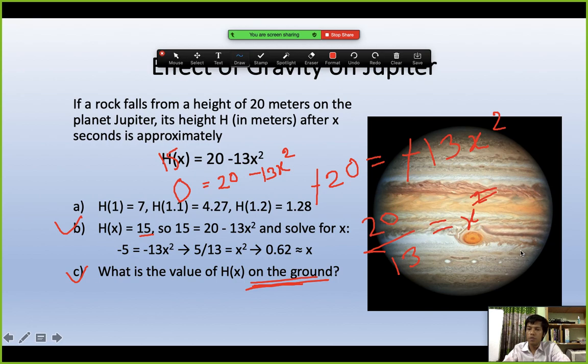And if you want to remove this square from this side, we have to take the square root. And for the square root, we always have to give the plus minus. But there is another logic here. Since x is a number of seconds, how many seconds it took for that rock to come to the ground, it will be a positive answer. So we can ignore this negative.